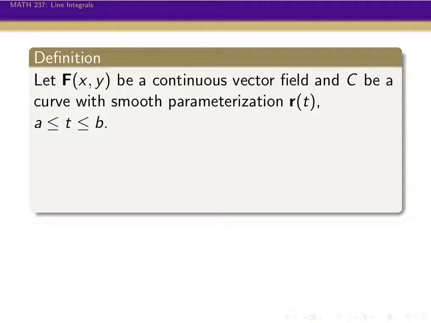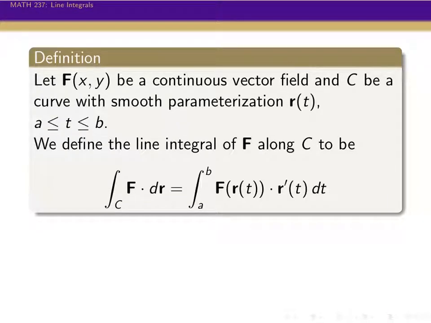Okay. So now we're going to define the line integral. We start off with a continuous vector field f and C with a smooth parameterization, r of t, just like we saw in the picture. Then the line integral of f along C, the notation is the integral over C of f dot dr. What that really means is we're integrating the vector field with the parameterization of the curve plugged in, then dotting that with r prime, the derivative of the parameterization, and then integrating that from a to b. Okay, so this is the definition of a line integral.